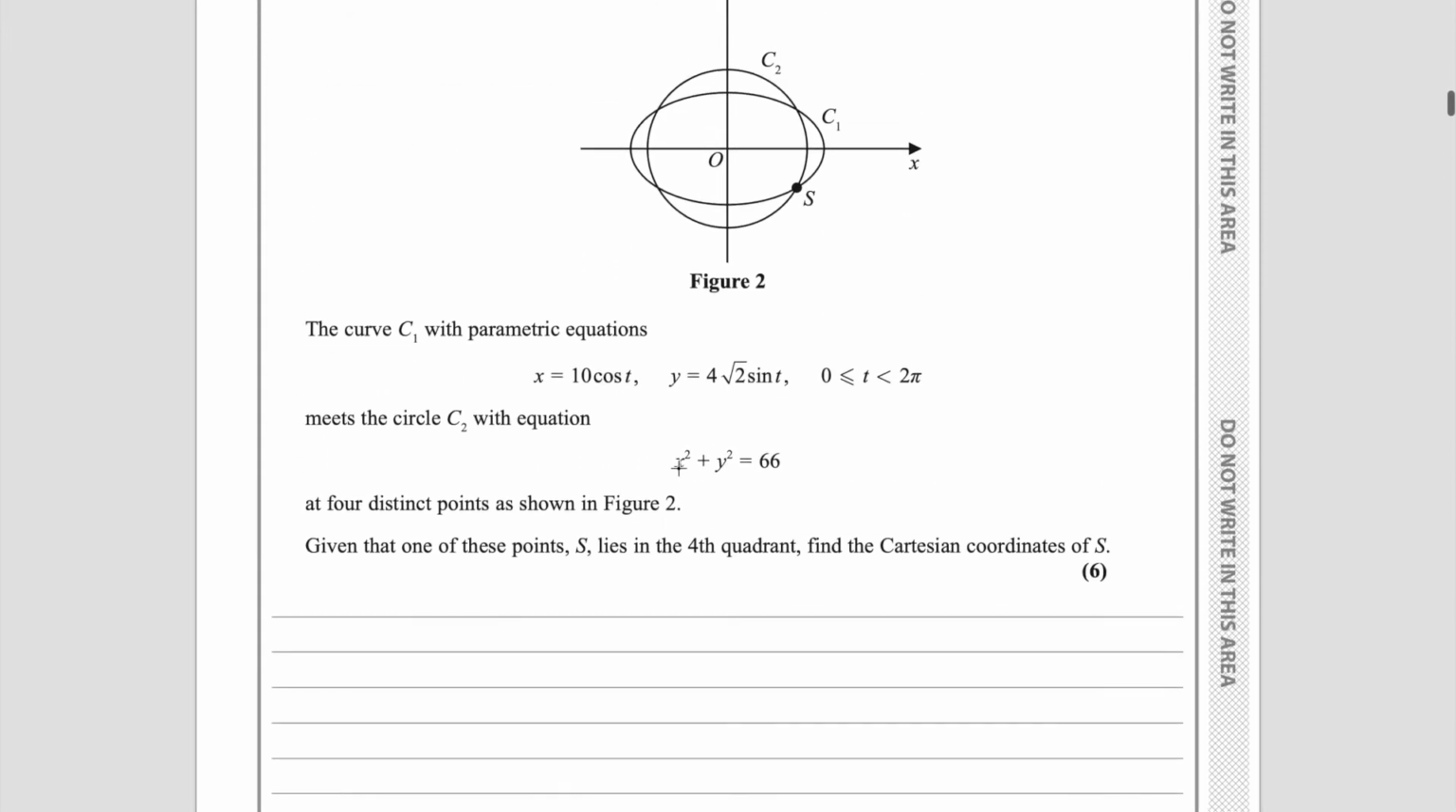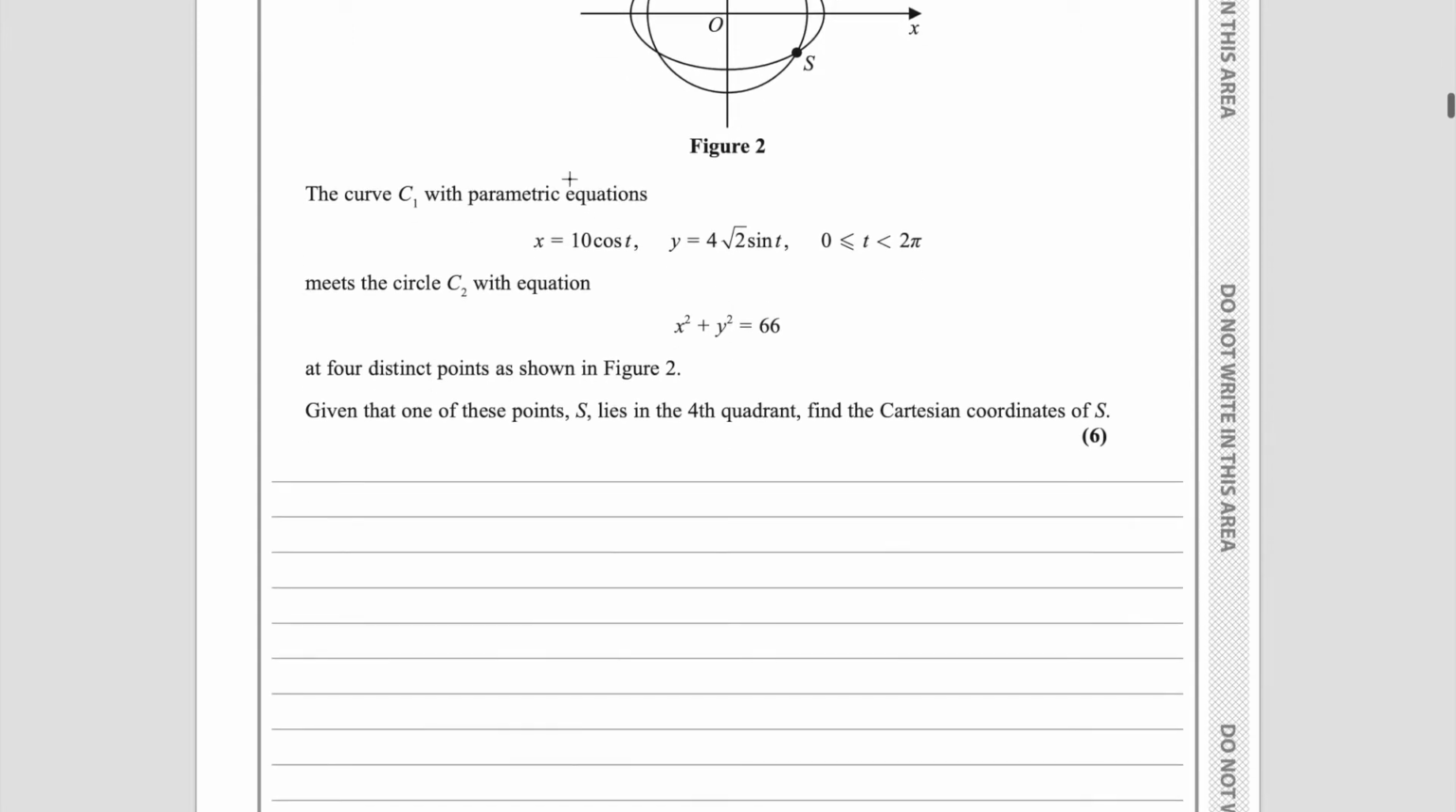The way in which we're going to do this is very similar to the way we'd solve a simultaneous equation question. We'd get this x equation, this y equation, and substitute them into here, rearrange things to find a value of t that satisfies both of these equations, plug it in, get a value of x and a value of y that satisfies this point S, which has a positive x value and a negative y value. So without much further ado, let's do it.